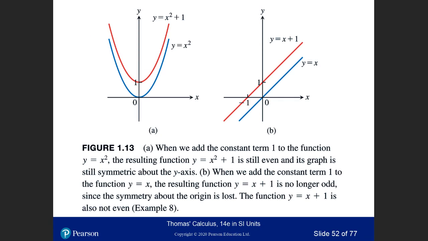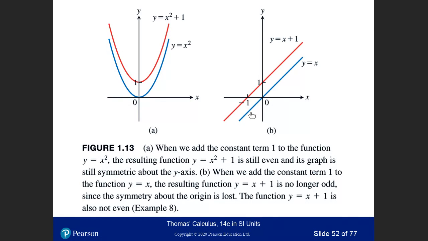Okay, let's look at these functions first. We have y is equal to x squared here. Let's add 1 to this, and that's y is equal to x squared plus 1, the red one. It's still symmetric. We added something to this function. Before it was symmetric about the y-axis, and it's still symmetric. So symmetry is not disturbed here when you add 1.